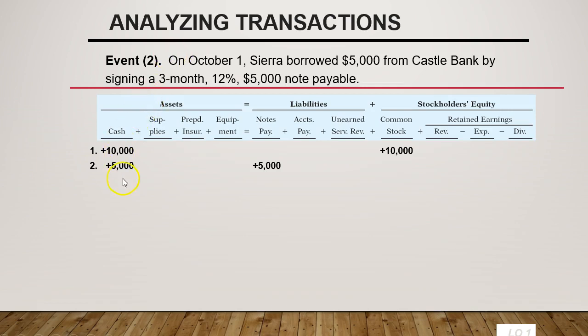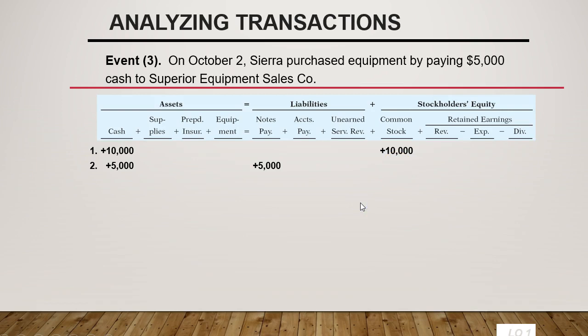We now have total assets of $15,000, but we have debt of $5,000 and equity of $10,000. Therefore, the accounting equation is still in balance. You want some more? Got it. On October the 2nd, we purchased equipment by paying $5,000 in cash.